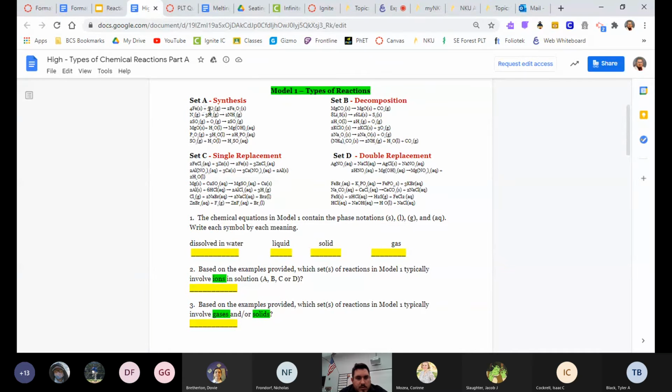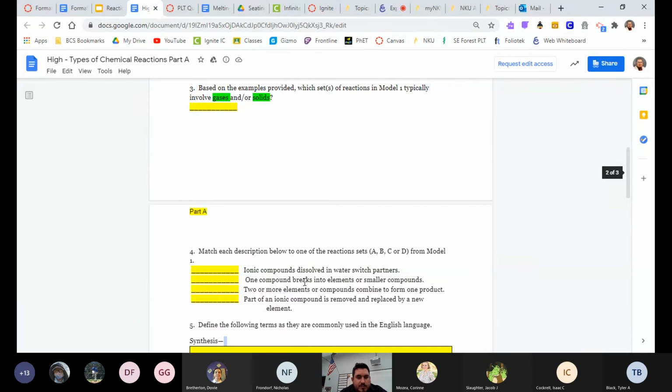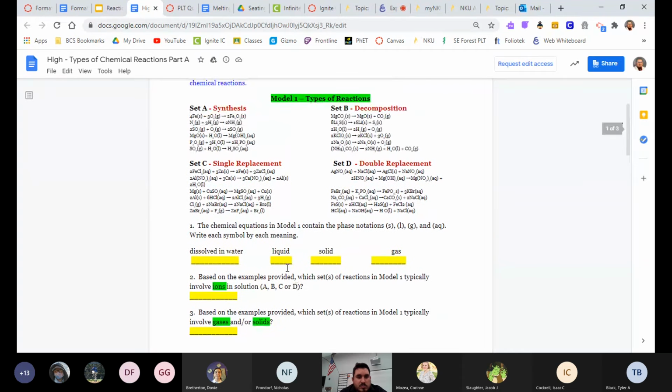So that's one compound, smaller stuff. Yeah, so set B is the second one there. Two or more elements or compounds joined together: two elements, two compounds, or a compound and an element make a bigger compound. So they join together to form one thing, so that's A.